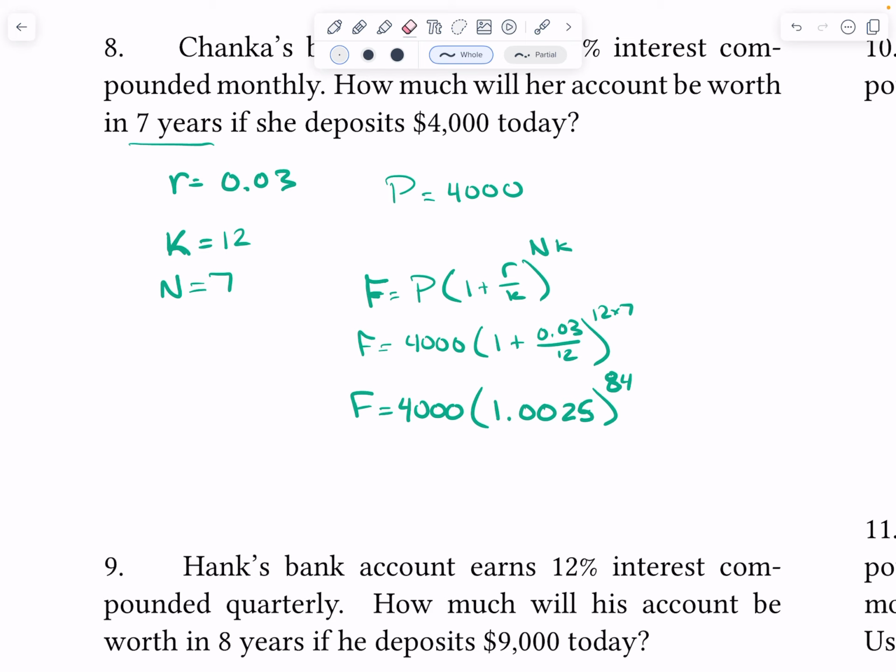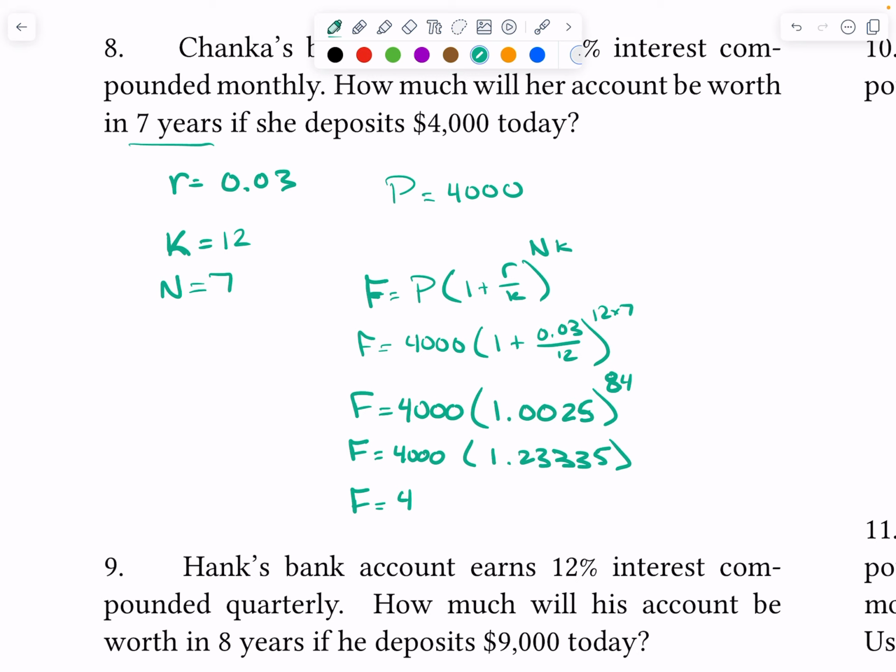And now I'm going to pull out my calculator and actually do the exponential part, 1.0025 raised to the power of 84. And that gives me this, that F is 4,000 times 1.23335. And then on my calculator, I just multiply that number by 4,000. And I got this, 4933.42. And that's the future value of that money.